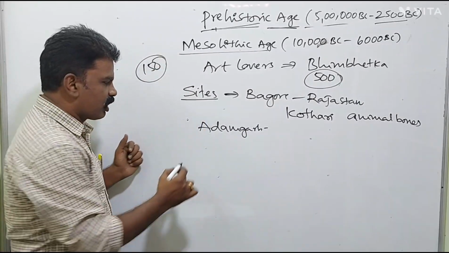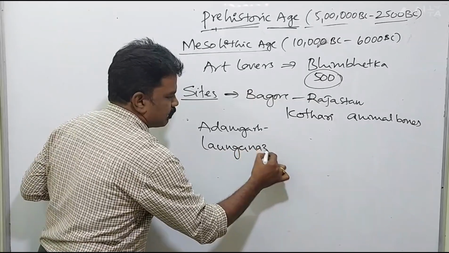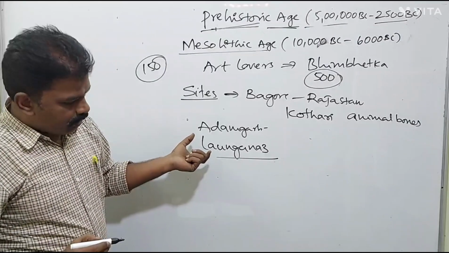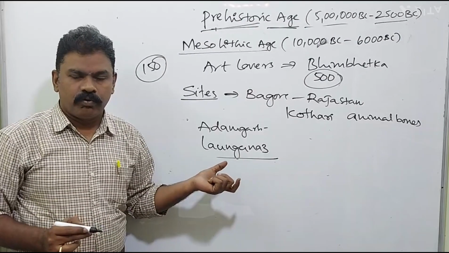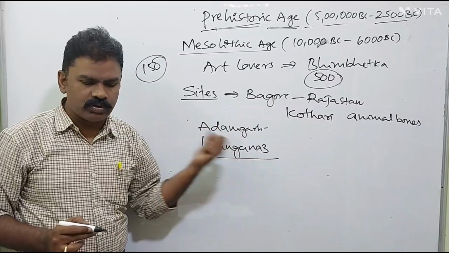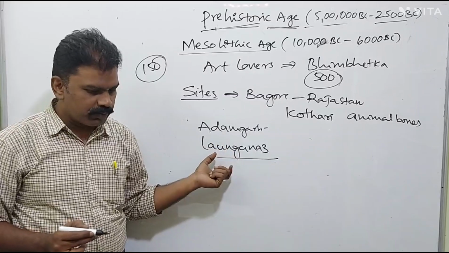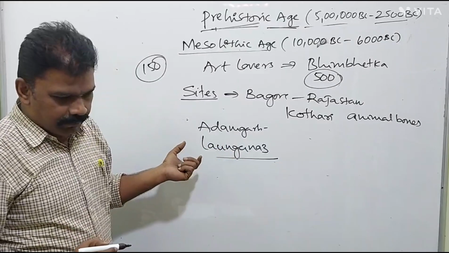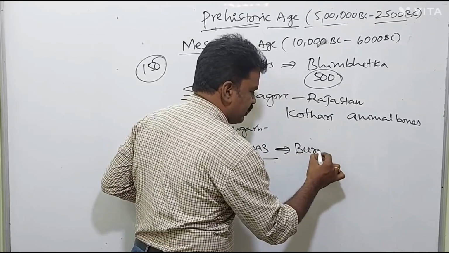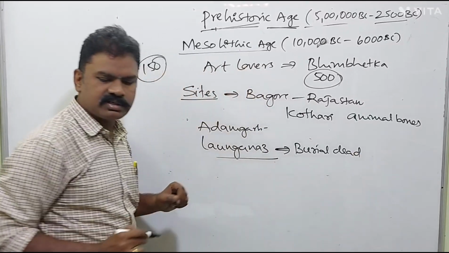Next, Langanaj, another most important site. Bones of wild animals were found here. A large number of microliths were found here. Several human skeletons were also found. Early evidence of the burial of the dead was found at Langanaj.